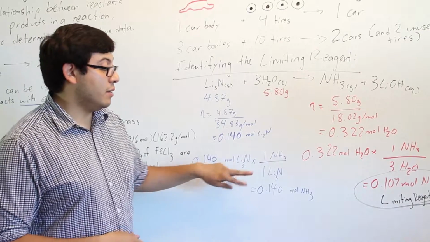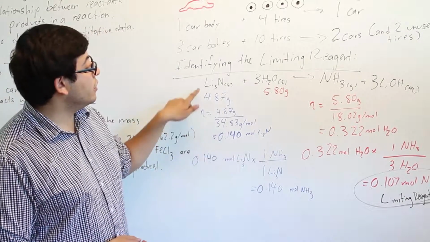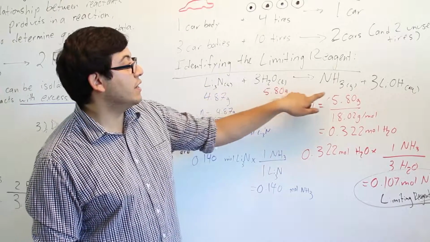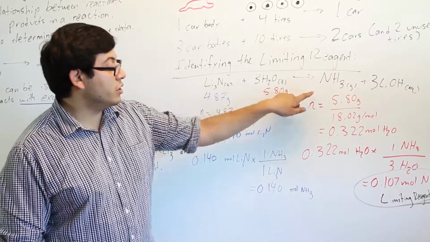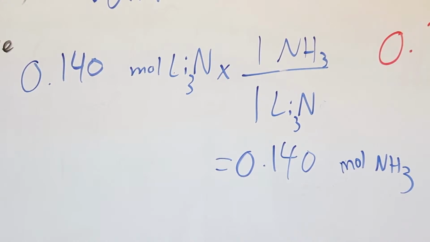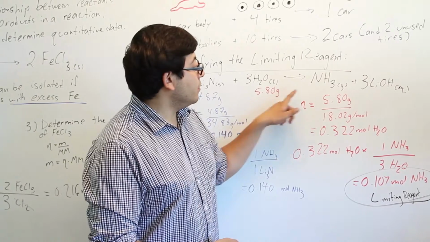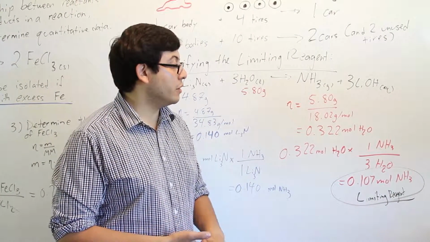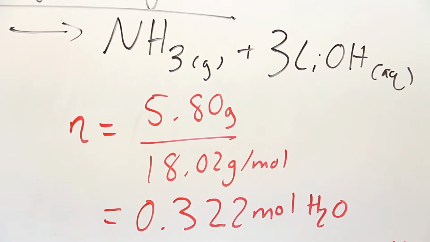Using that, we can again change that into the moles of ammonia by using our ratio. If we look here, we see that we need 1 molecule of lithium nitride to give us 1 molecule of ammonia. So a 1-to-1 ratio means the number of moles of lithium nitride used gives us the number of moles of ammonia produced. Over here, let's use water now. I told you that you have 5.80 grams of water. That in moles is just 0.322 moles.